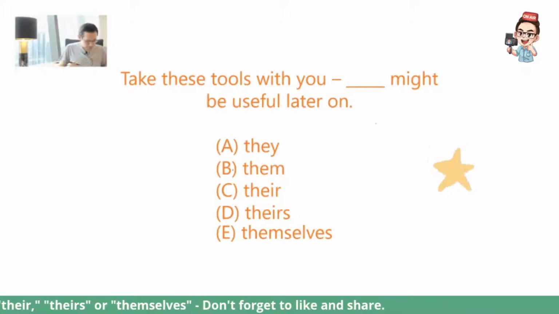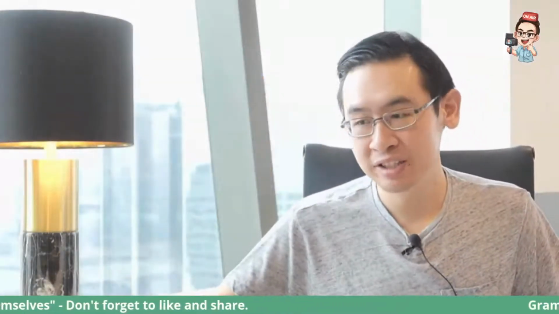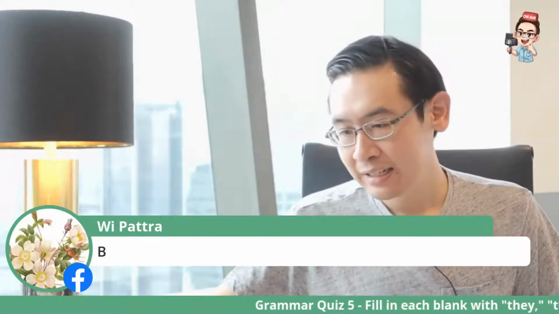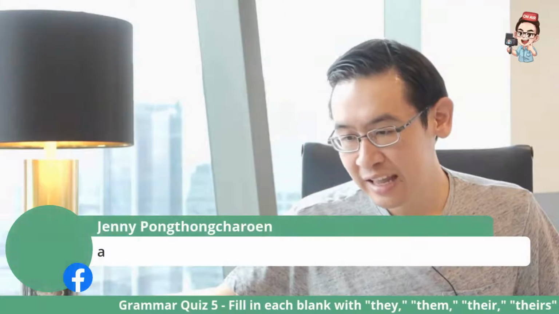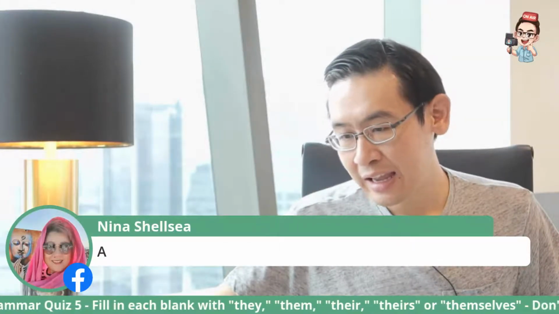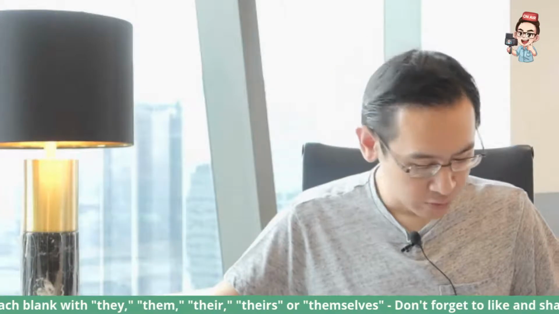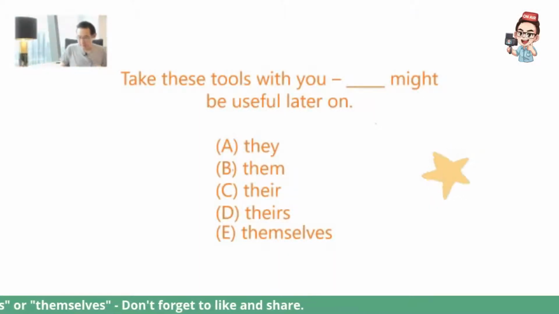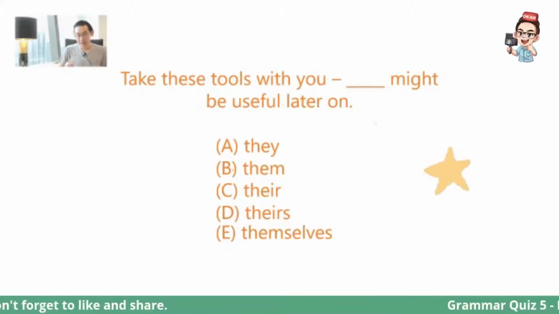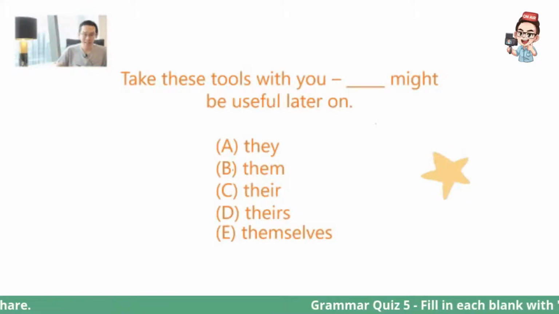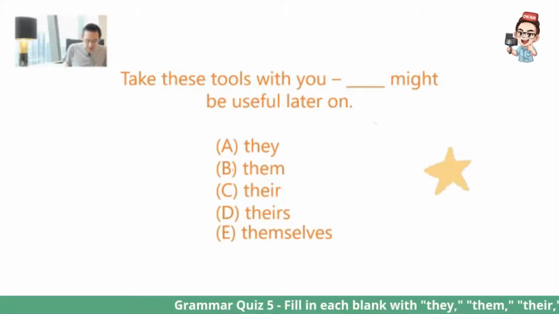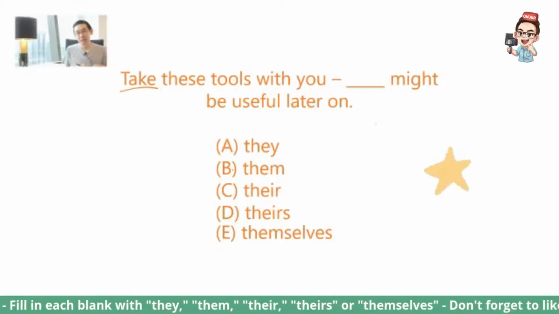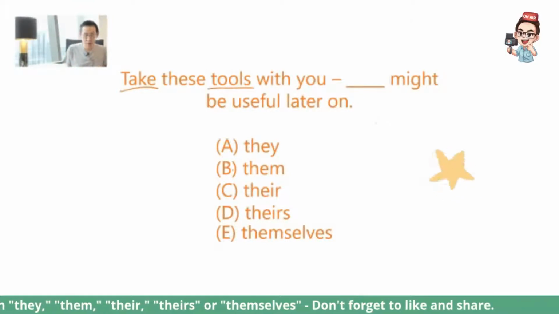All right, great. So let's look at some answers from our viewers. We have an A, all right, B, they, so that's A, and also another A. Okay, cool. So let's look at the meaning of this sentence first. Okay, so if you know the answer right now, just write it in the comments area. Okay, so it says take these tools. Okay, so to take something is to bring it with you. So here we are supposed to take the tools with you.